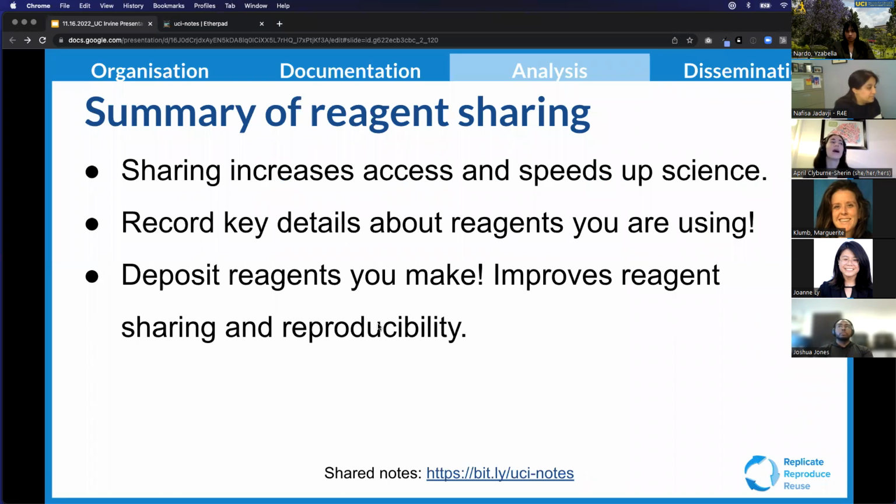So in summary, sharing your reagents can increase access, and it can speed up how quickly someone else can reproduce your work and therefore cite you. You want to make sure that you're recording details as you're doing your research, so that that metadata can go into the repository when you share and into your paper when you publish. Deposit the reagents that you make. This can improve reproducibility and help collaborate with other researchers who want to build upon your work.